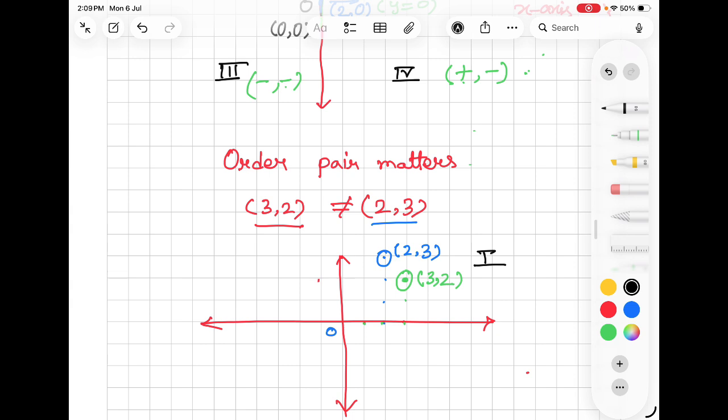So ordered pair matters. So that's all for coordinate geometry. In the next class, we can discuss exercise 1.1.